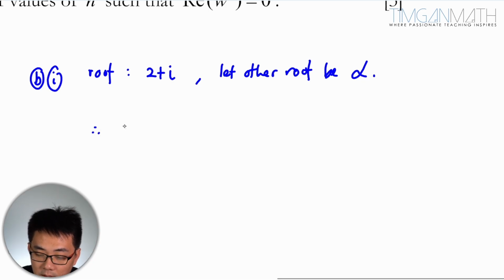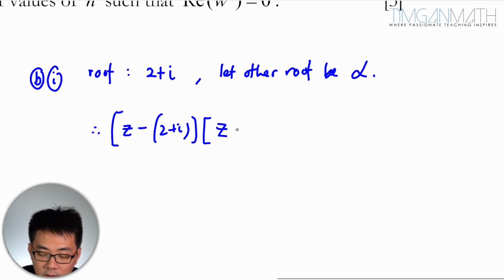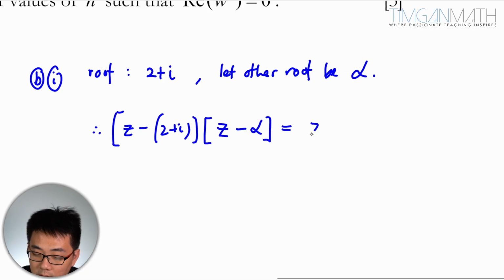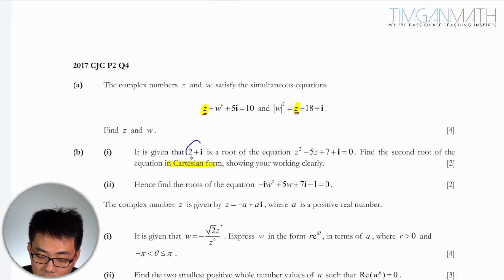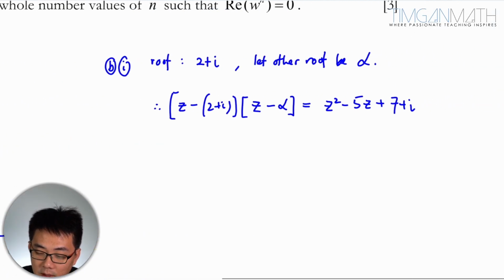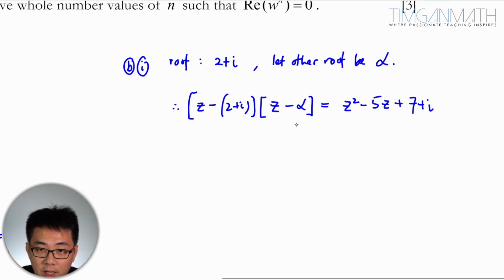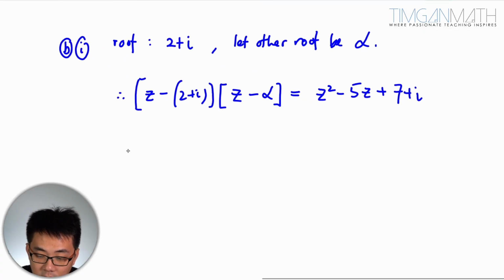So hence, we know that z minus the one root, if this is one root here, and the other linear factor will be z minus alpha. This will give us z squared minus 5z plus 7i. I think comparing the coefficients will be the easiest. If this is a root, obviously z minus this will be a factor, then this other one would be alpha. Then you just compare. In this case here, you can expand actually. You just compare. But okay, I'm just going to slowly do it.